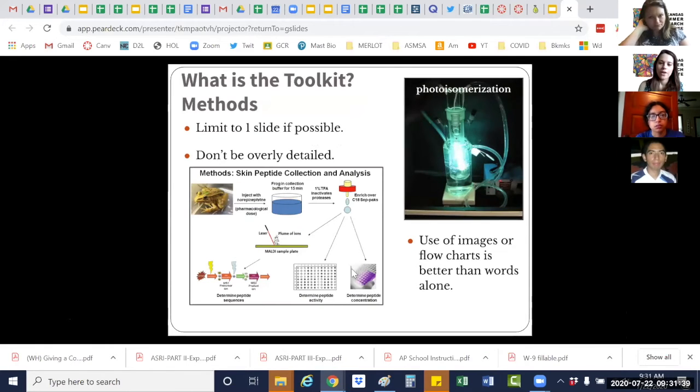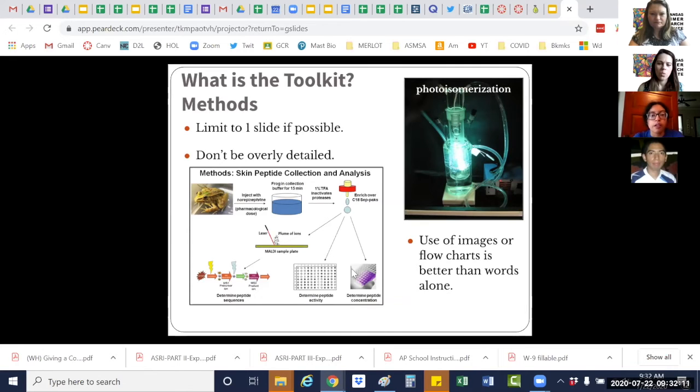Then after you have introduced your topic and done your hypothesis or your objectives or goal, you want to introduce the methods. In general, I recommend limiting this to 1 slide if possible. Sometimes there's more than 1 slide that makes sense. For example, if you extracted DNA and did PCR, you could potentially have a slide for the DNA extraction and a slide for the PCR if you have a clear break like that.